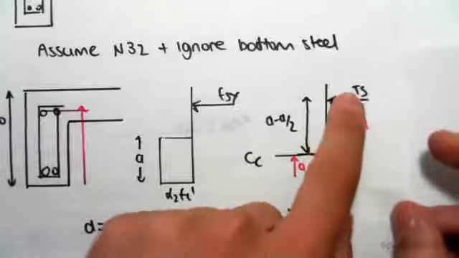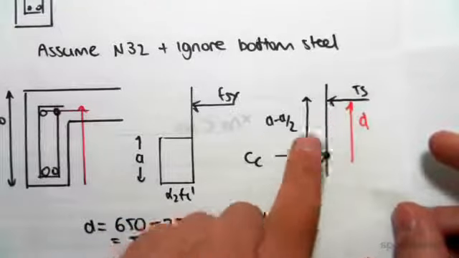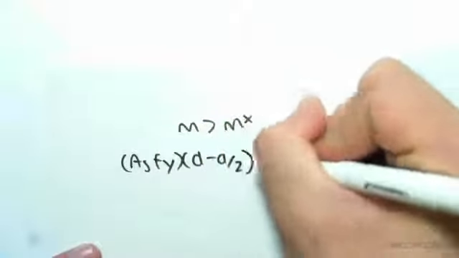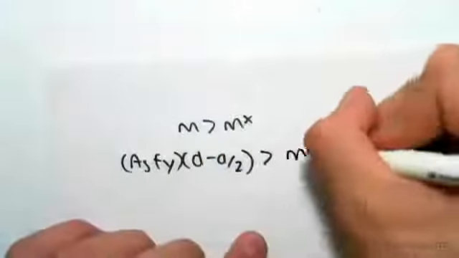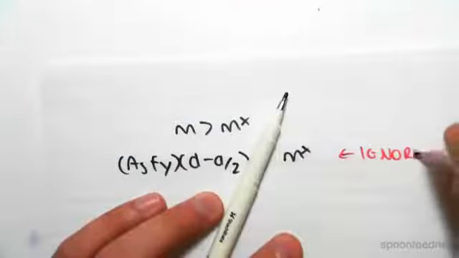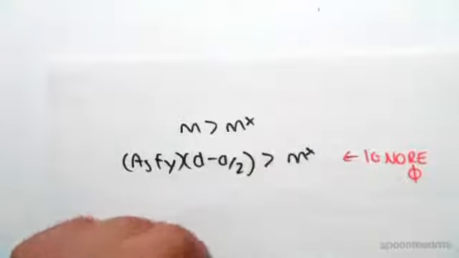So the moment is going to be the tension in the steel times its lever arm, which is d minus a on 2. The tension in the steel is the same as the area times its yield stress, outside of its lever arm, which is d minus a on 2, must be greater than M star. And again, we are ignoring the reduction factor phi.